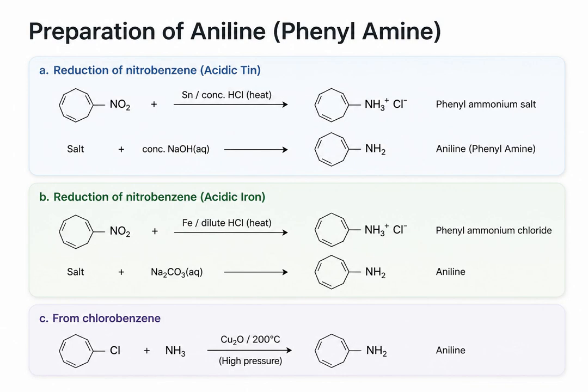Shifting our focus to aromatic amines, let's look at aniline, also known as phenylamine. The most common way to prepare aniline is by reducing nitrobenzene. We typically heat nitrobenzene with a metal like tin or iron in the presence of hydrochloric acid. This reduction initially forms a protonated phenylammonium salt because of the acidic conditions. To liberate the free aniline, we simply treat the salt with a base like sodium hydroxide or sodium carbonate. Alternatively, we can force ammonia to react with chlorobenzene, but because aromatic rings resist nucleophilic substitution, this requires a copper(I) oxide catalyst, high pressure, and a temperature of 200 degrees Celsius.